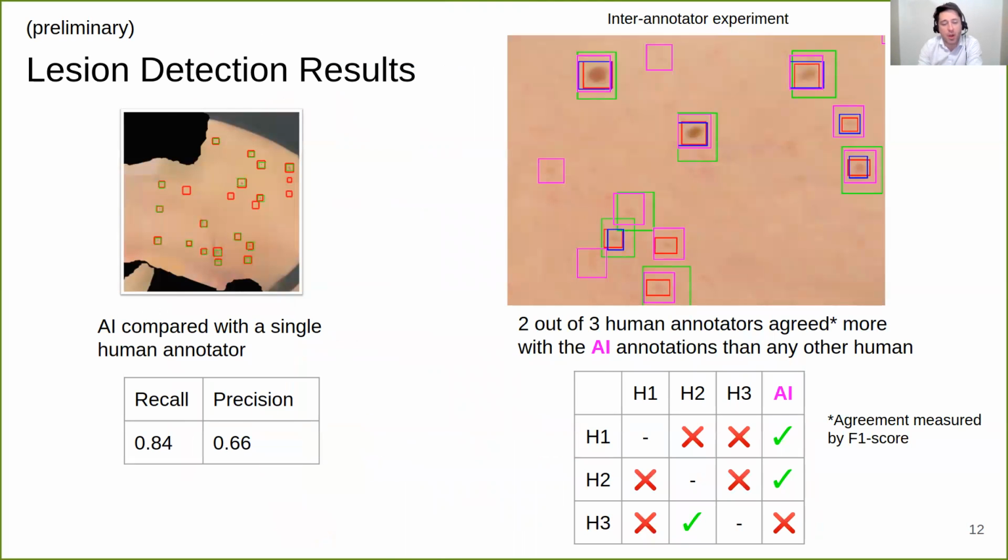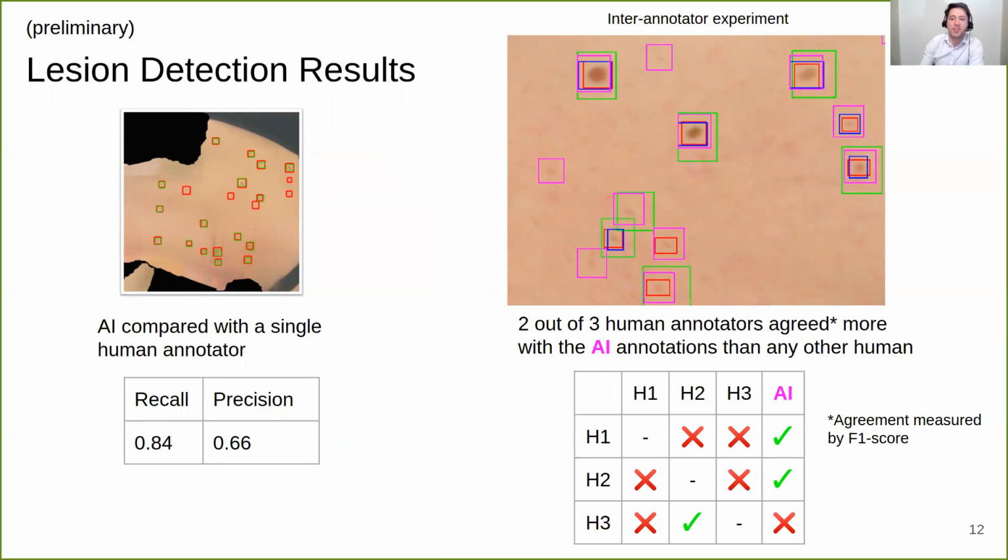In terms of results, when we compare our AI or the computer annotations with a single human annotator, we achieve a fairly high recall, but a lower precision. So what that indicates is that the AI does a pretty good job at detecting all the locations that the human annotated, but it finds other locations that the human did not annotate.